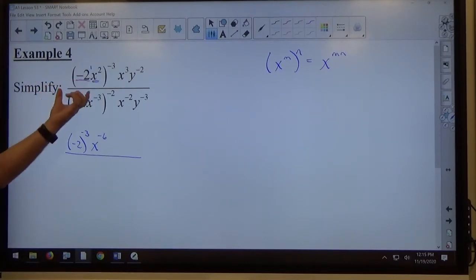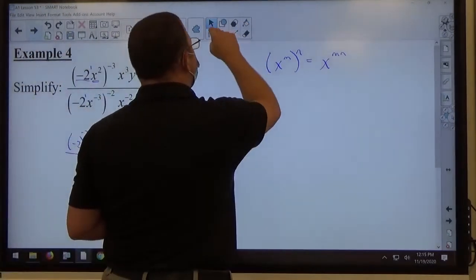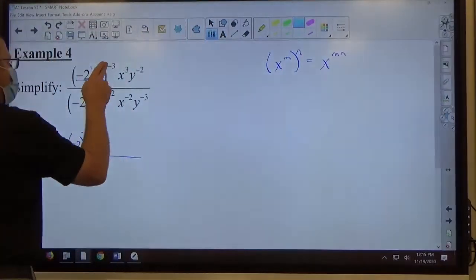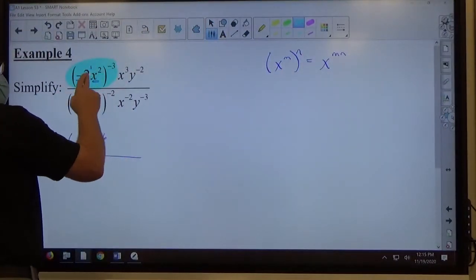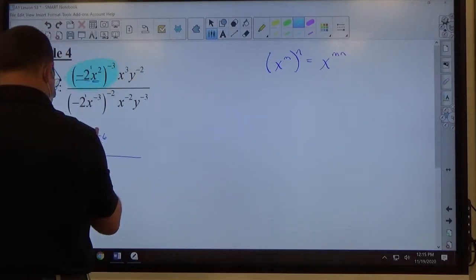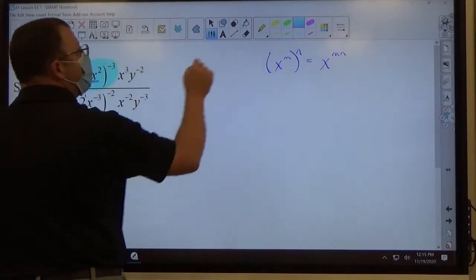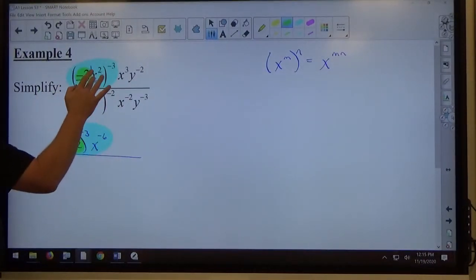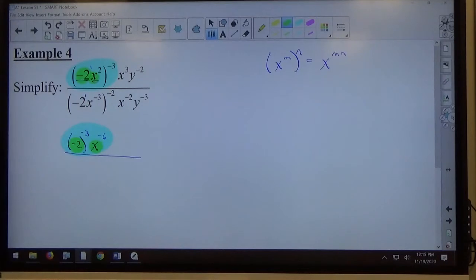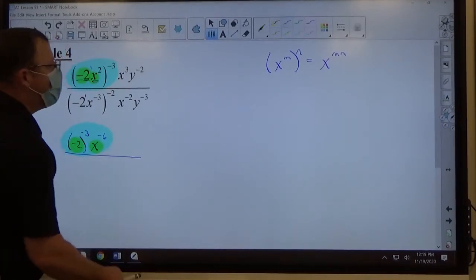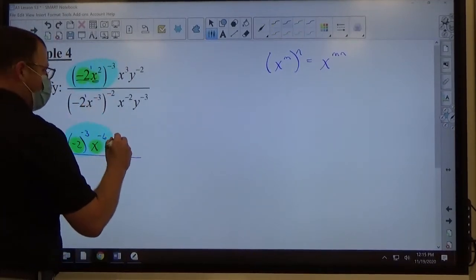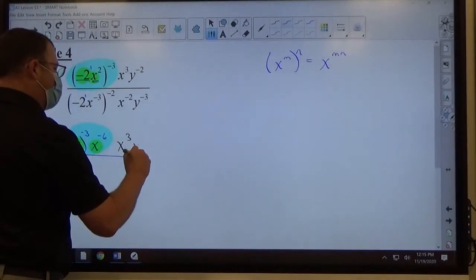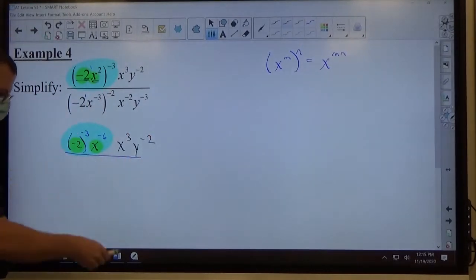So when you see this picture here, this parentheses object raised to another power, here is my parentheses object that got simplified down to this thing. What I want you to recognize is the bases, negative 2 stays negative 2 and x stays x. What changes is their powers: 1 times negative 3, 2 times negative 3. While I'm doing that, this stuff that doesn't look like that, nothing happens to it. X cubed stays x cubed, y to the negative second stays y to the negative second.